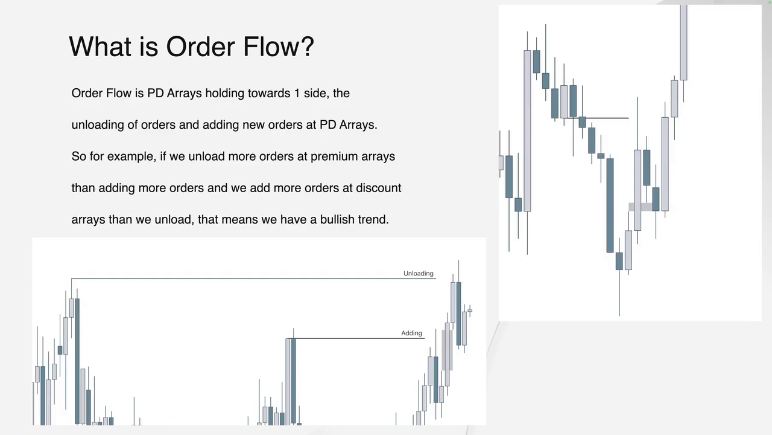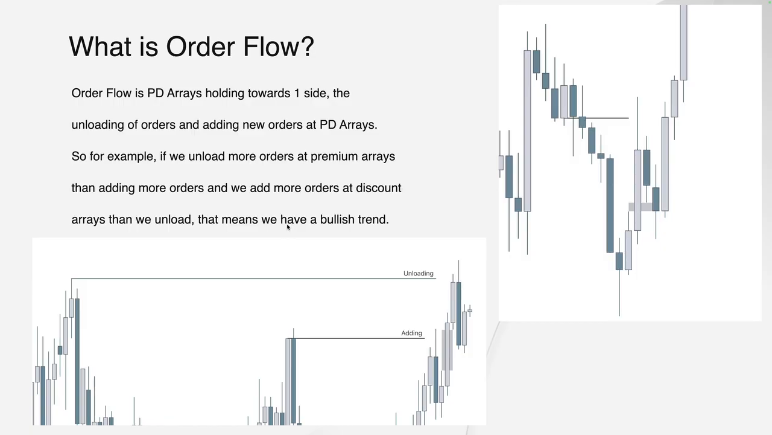So for example, if we unload more orders at premium arrays, like we're seeing in both examples, we are unloading orders at premium arrays. We're not adding new orders. How can we know that? Again, what we're going to dive into. So then adding more orders, and we add more orders at discount arrays than we unload, like we are seeing again, that means we have a bullish trend.